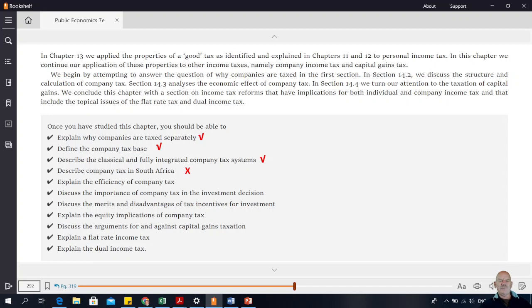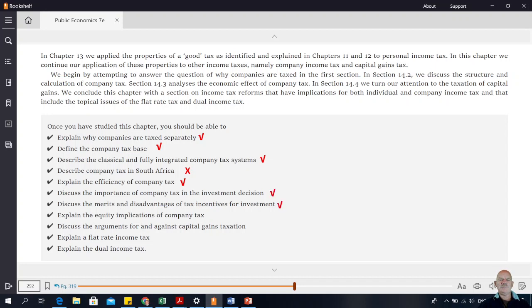You don't have to describe the company tax in South Africa. You don't need to know the history. There's a piece on mining companies which you also don't have to worry about. The efficiency of any tax is always important. That's one of the traits of a good tax, that it's efficient.